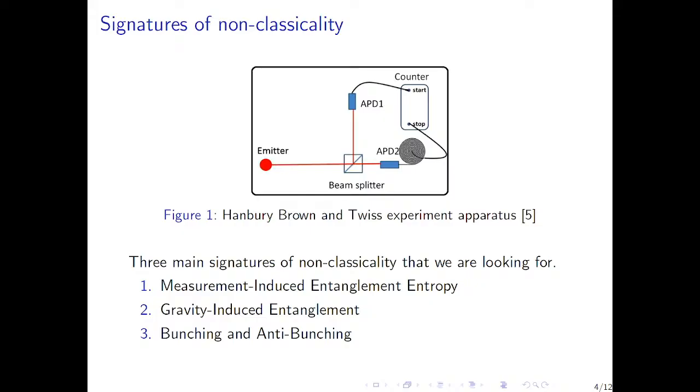Now, instead of looking for the actual graviton itself, we want to set up a bipartite detector system similar to the Hanbury Brown and Twiss experiment that we see up here on screen, where we have two different detector systems that are separated some distance that is actually overlapping the graviton's state function collapse. And using this detector scheme, we can look for a few different signatures of non-classicality within the gravitational wave. We have the measurement-induced entanglement entropy, the gravity-induced entanglement, and finally, anti-bunching.